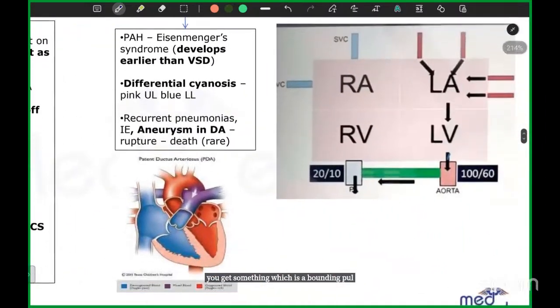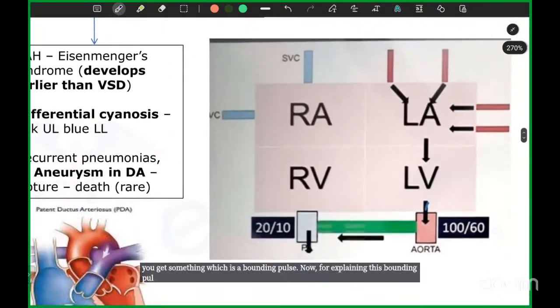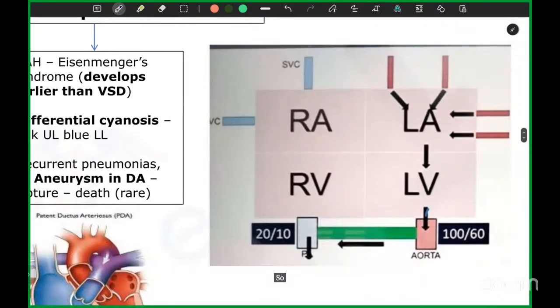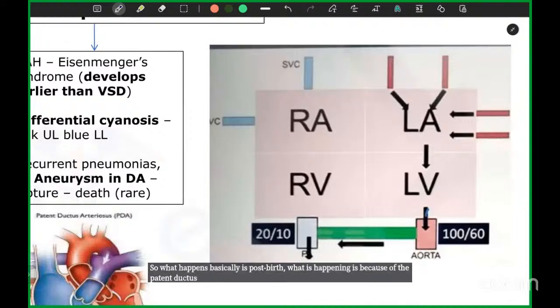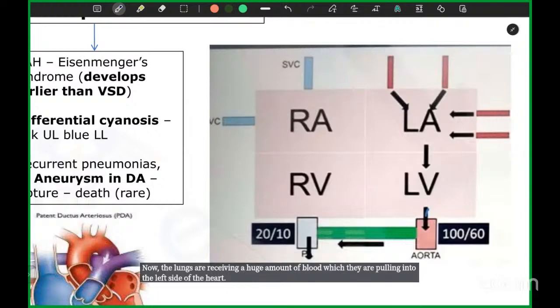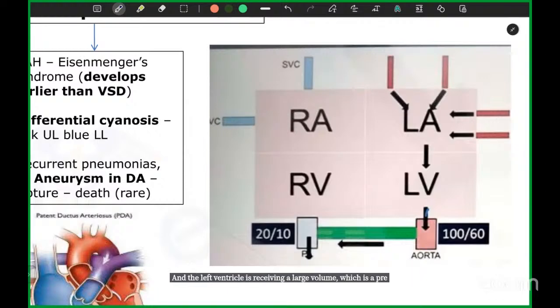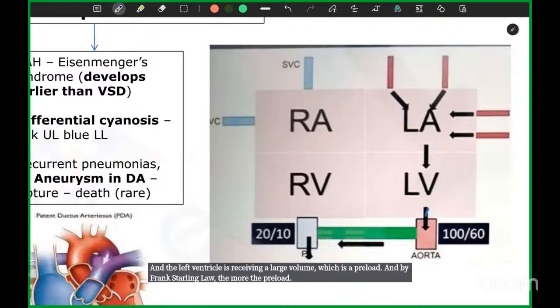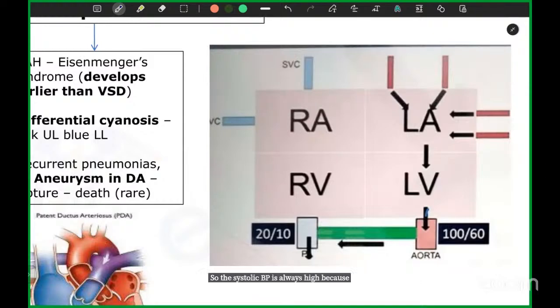Now, for explaining this bounding pulse, I want you to look very carefully at this image. What happens basically is, post birth, because of the patent ductus, the flow is now from the aorta to the pulmonary artery. The lungs are receiving a huge amount of blood, which is pooled into the left side of the heart, and the left ventricle is receiving a large volume, which is the preload. By Frank-Starling law, the more the preload, the more the contractility. So the ejection fraction goes up, the systolic BP goes up. So the systolic BP is always high because the left ventricle is receiving a large amount of preload.